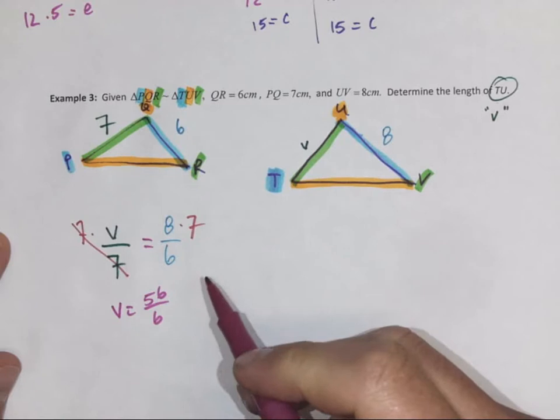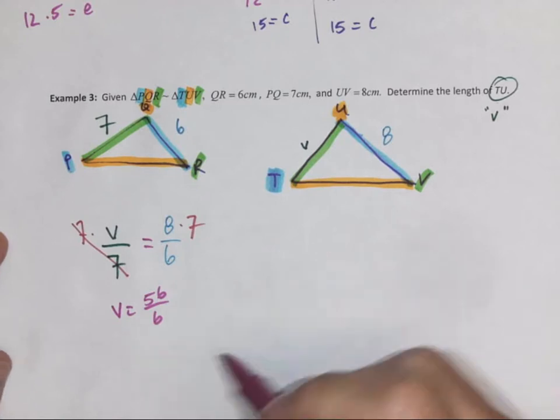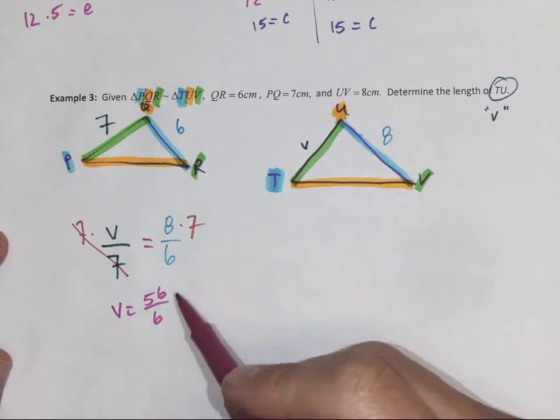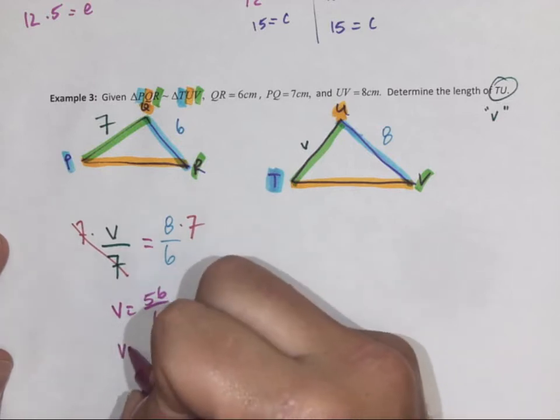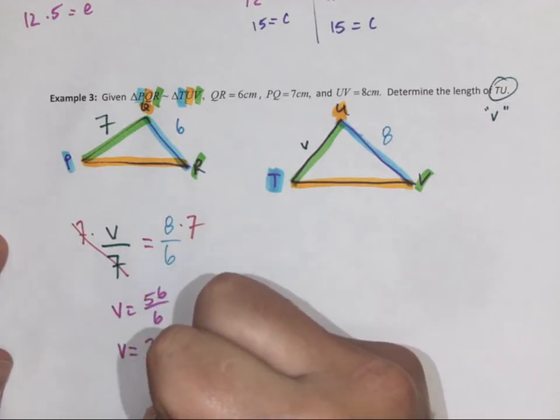Well, that's going to give me a decimal. I could round. Let's see, can we reduce that? Well, they're both even, they both have 6s. Let's try 3. Oh, yeah. 28 thirds.